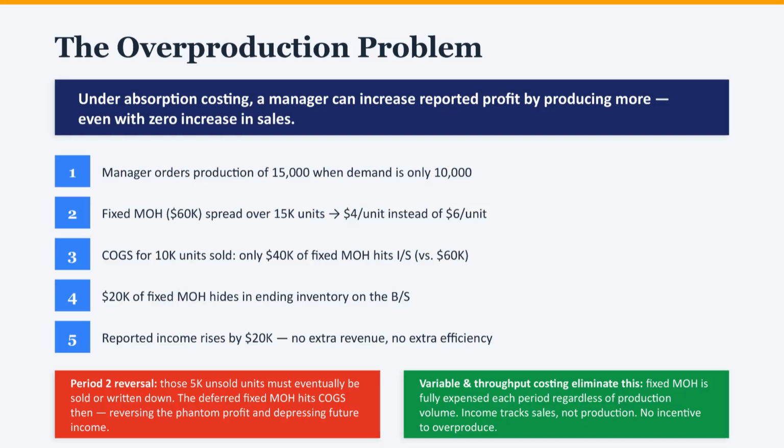4. The remaining $20,000 of fixed MOH, 5,000 unsold units times $4, is deferred in ending inventory on the balance sheet. 5. Reported income rises by $20,000, with no increase in revenue, no improvement in efficiency, no additional customer value.